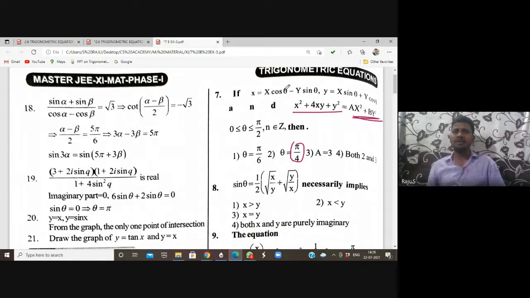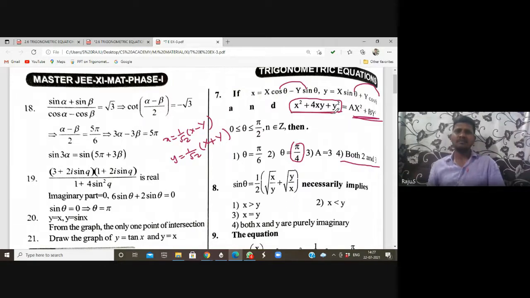If you take pi by 4, cos and sine will be the same. Simply you can take 1 by root 2. So small x is equal to 1 by root 2 times of capital X minus Y, and small y is equal to 1 by root 2 times of capital X plus capital Y. Am I right? Now you can substitute here. Right? Here the second and third options are correct. They have given. Let us wait.